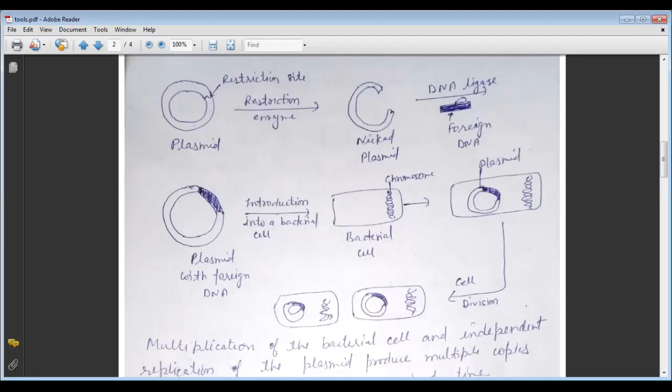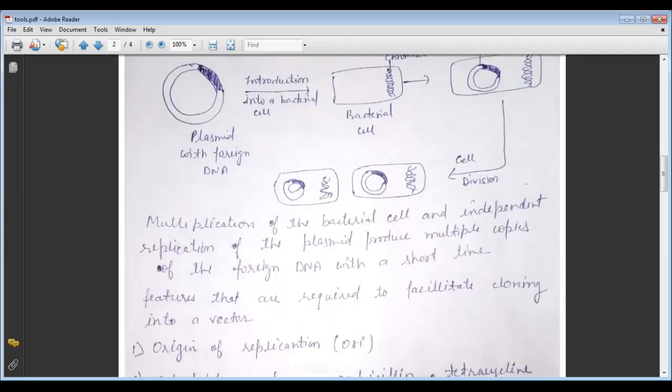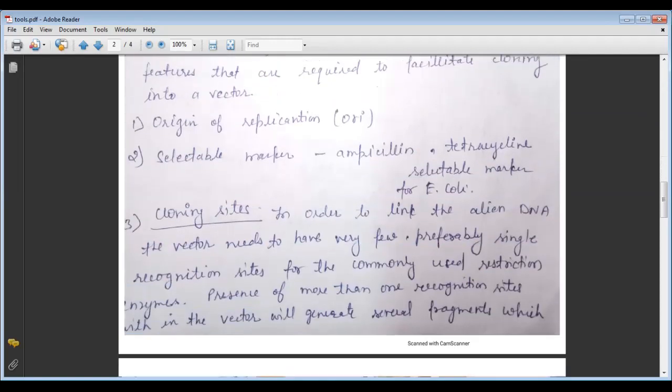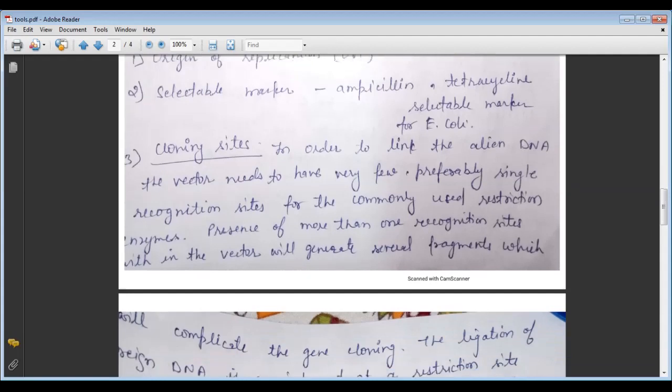Here the bacterial cell has its chromosome. So this is the bacterial cell, and after the entering of the plasmid with the foreign DNA, this is the plasmid with the chromosome. Now there is cell division and a multiplication of the bacterial cell, and by this method we can get different recombinant DNA. So here we already know the origin of replication, selectable marker, and the cloning site also.